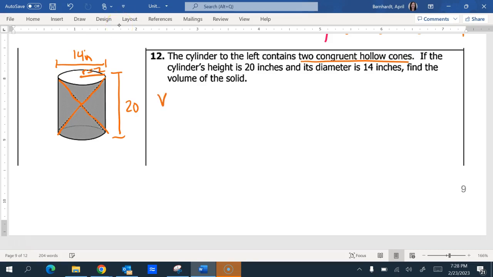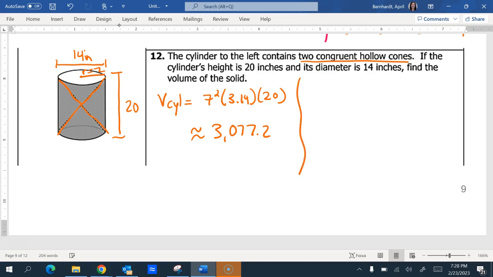So we're going to do the volume of the cylinder first, the whole thing. So radius squared times pi times the height of the cylinder, divide by 3. No, not divide by 3. This is a cylinder. Never mind. So when I do that, I get the volume of the whole cylinder is approximately 3,077.2 cubic inches.